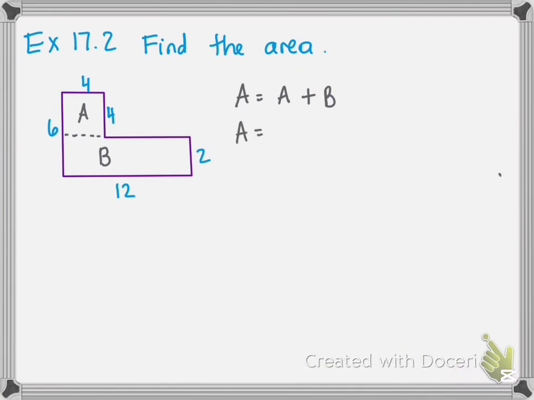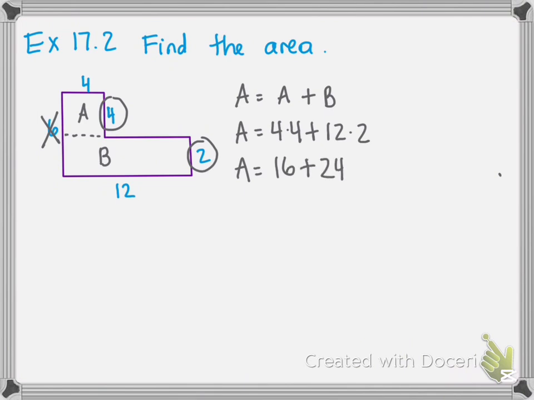The dimensions for the rectangle A are 4 by 4, and the dimensions for rectangle B are 12 by 2. Notice that in this case, we don't need the 6 because the 6 is being represented here and here. And the 6 is being cut by that imaginary line, so we are not using that. So we find that, and that's going to be 16 plus 24, and 16 plus 24 is 40. Let's say that in this one the units are centimeters, so again, the answer is 40 square centimeters.